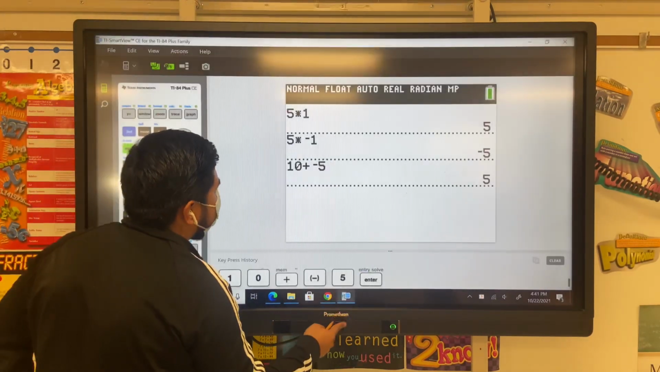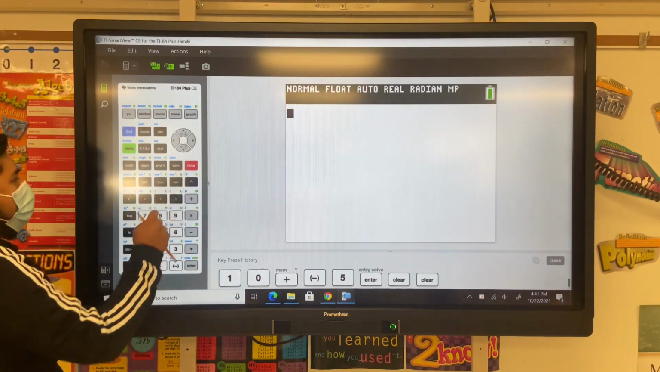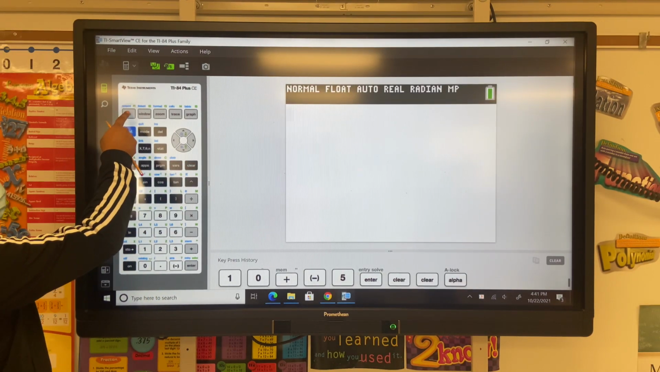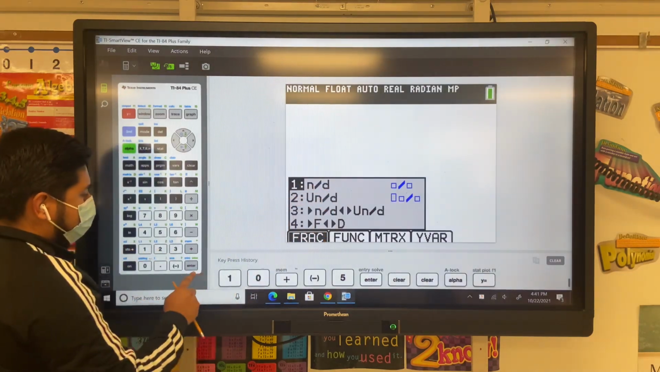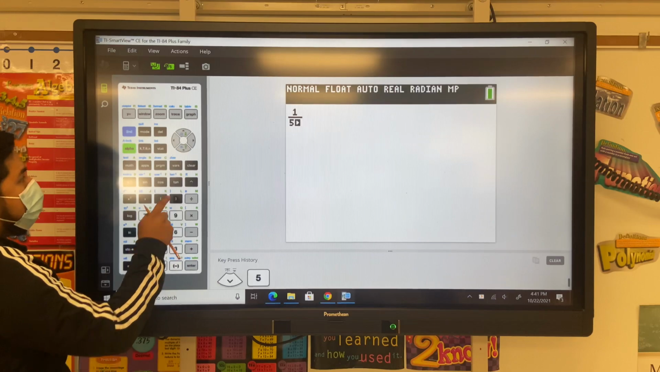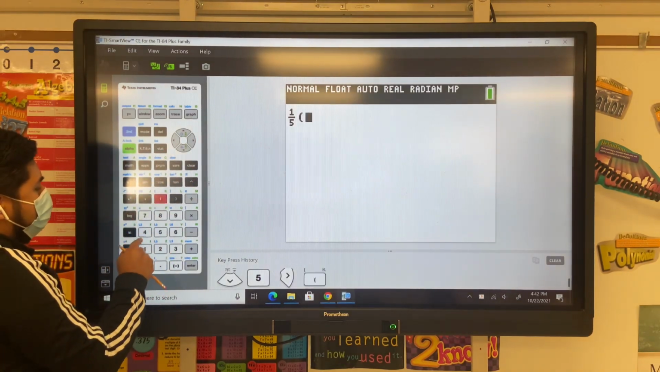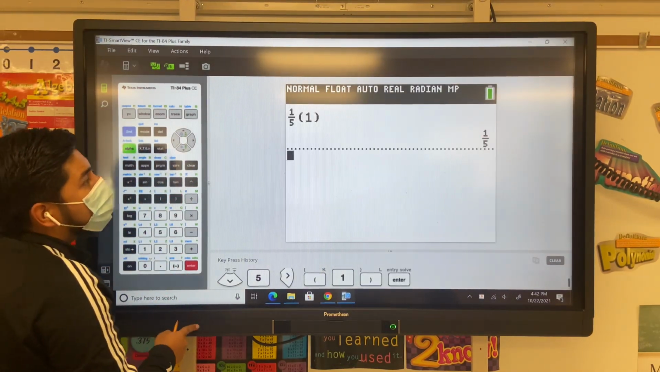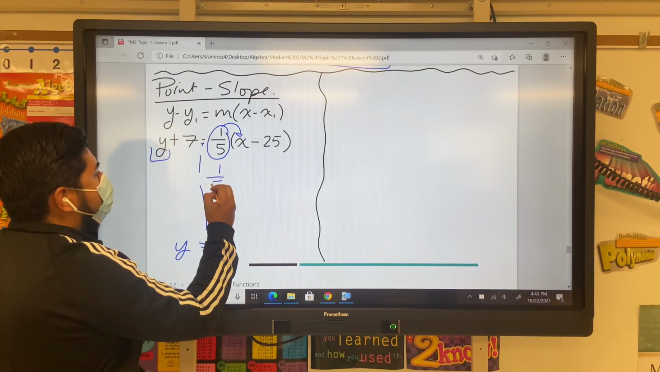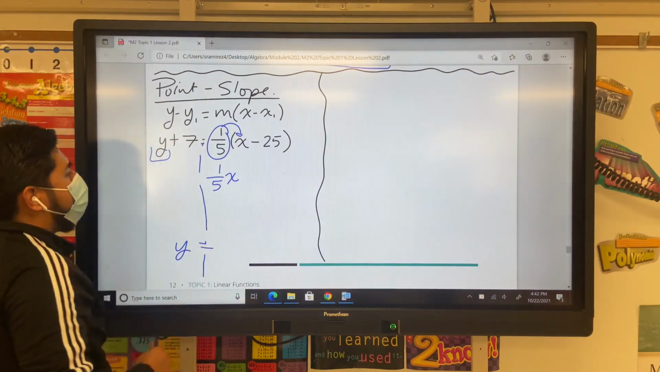If I'm not sure, I come to my calculator. How do I put a fraction? Alpha, y equals, first one, enter. 1 over 5 times an imaginary 1. Still 1 over 5. Since I did it against an x, the x is now married to him.